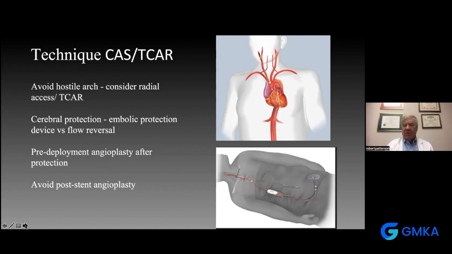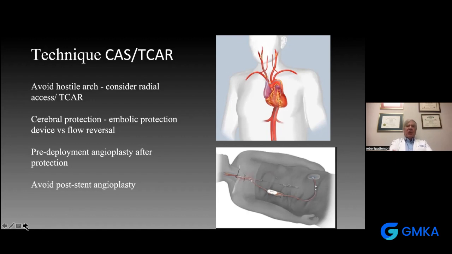The TCAR device that has been established over the years depends upon flow reversal with a shunt and a filter that takes blood from the common carotid artery with a surgical cut down into the venous system to reduce any embolic complications during the course of the angioplasty.